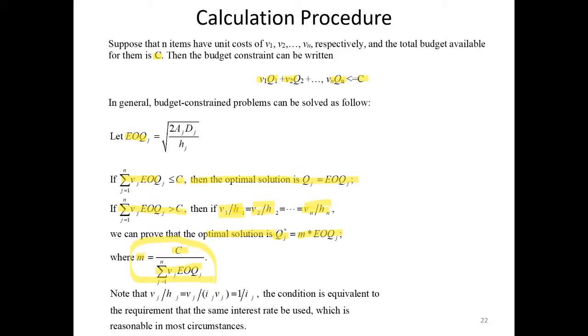Luckily, if we are talking about financial terms, like V is the unit value and H is the inventory carrying cost per unit, and if the inventory carrying cost per unit is calculated based on the interest rate or the cost of capital I times V, then this is going to be the case. As a matter of fact, this condition, which is defined here, is going to be valid in this situation.